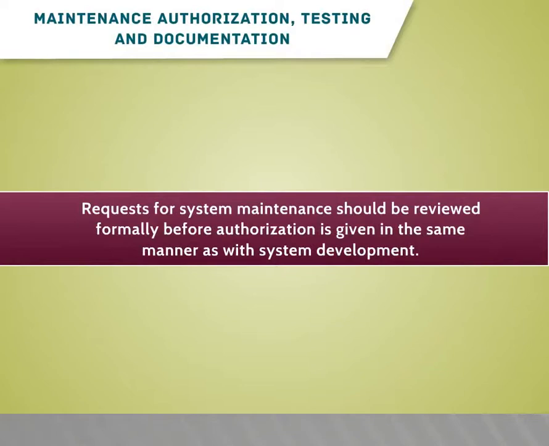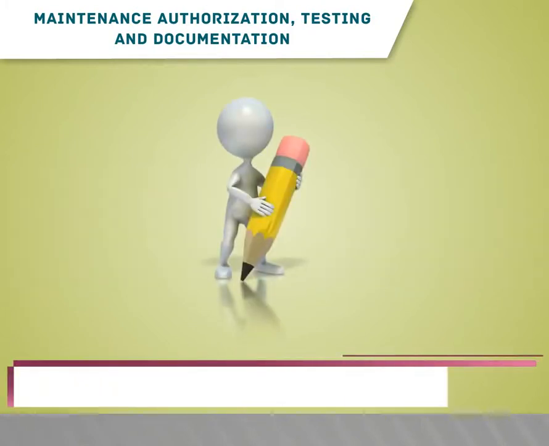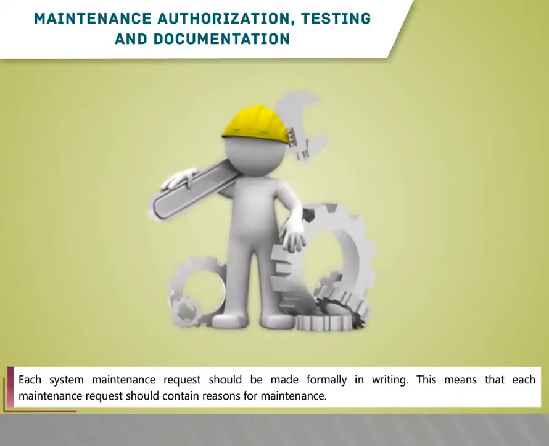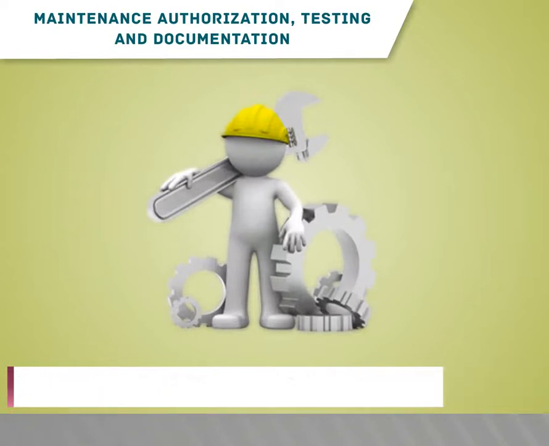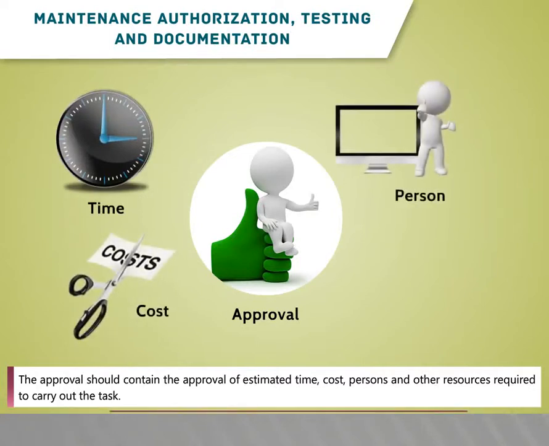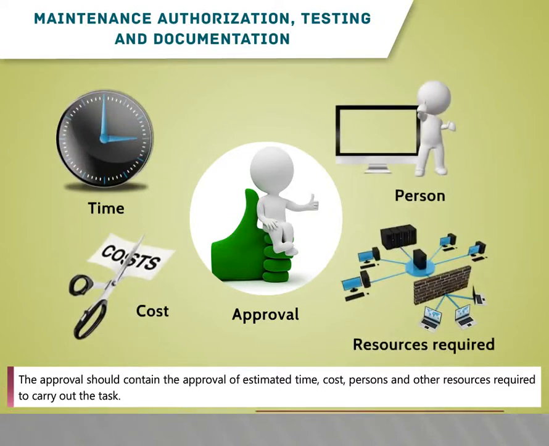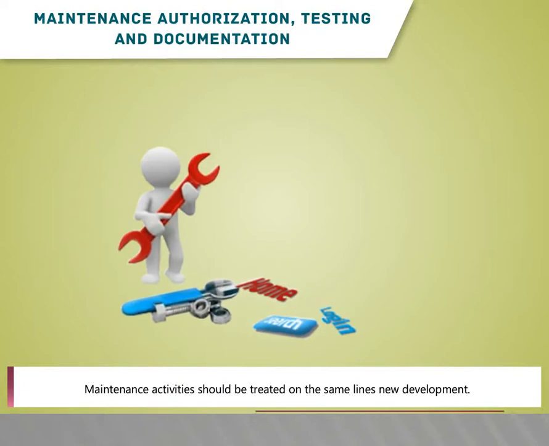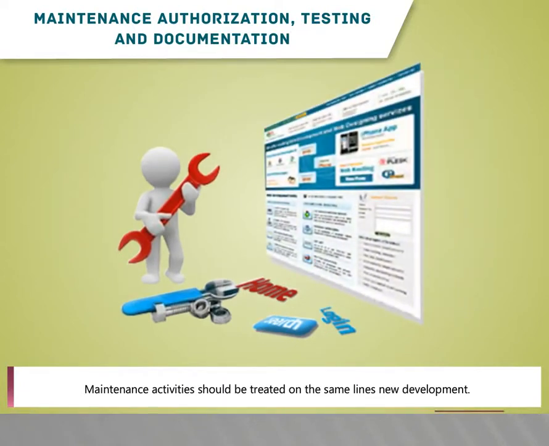Requests for system maintenance should be reviewed formally before authorization is given, in the same manner as with system development. Each system maintenance request should be made formally in writing. This means that each maintenance request should contain reasons for maintenance. The approval should contain the approval of estimated time, cost, persons, and other resources required to carry out the task. Maintenance activities should be treated on the same lines as new development.